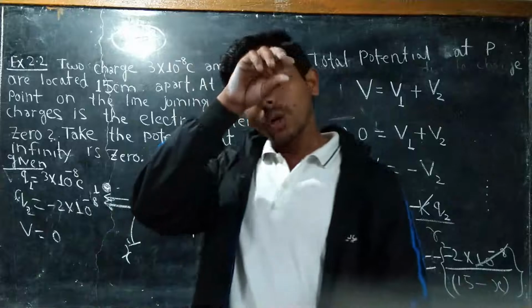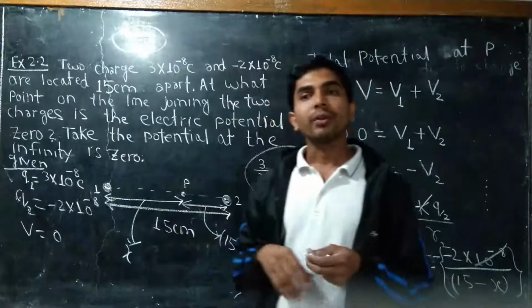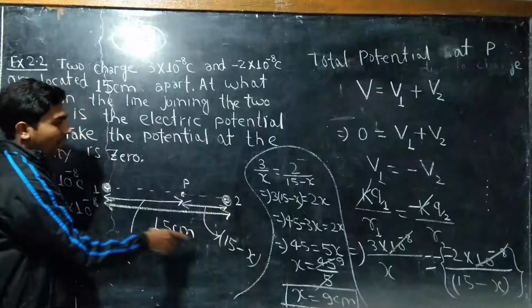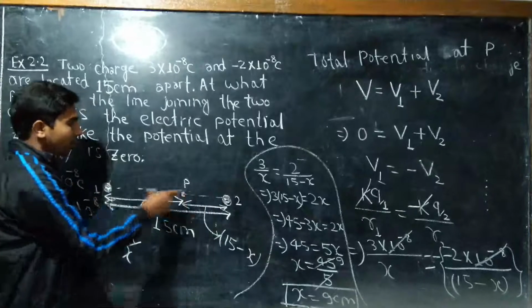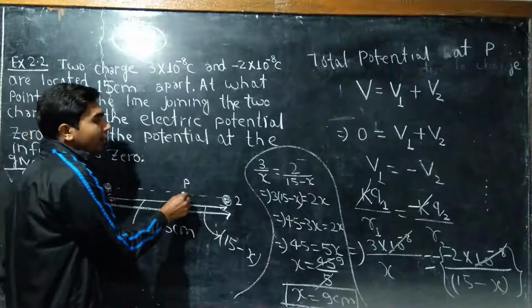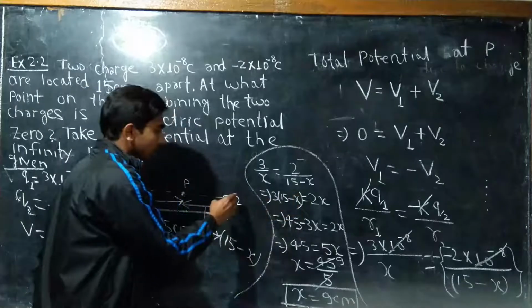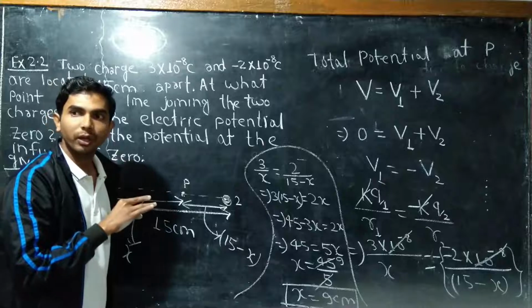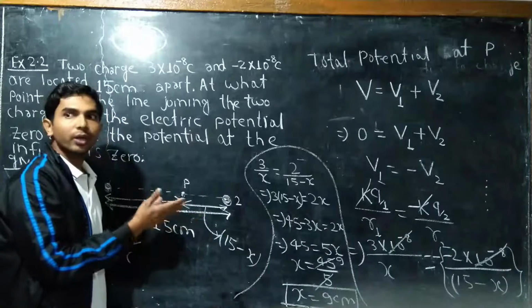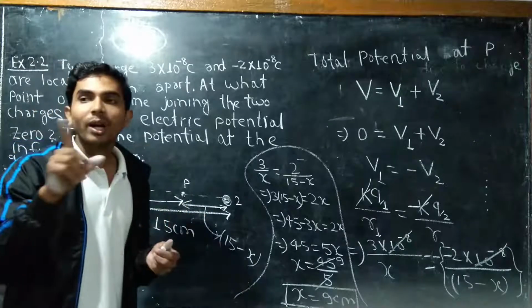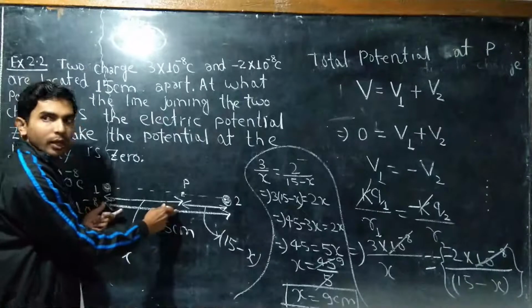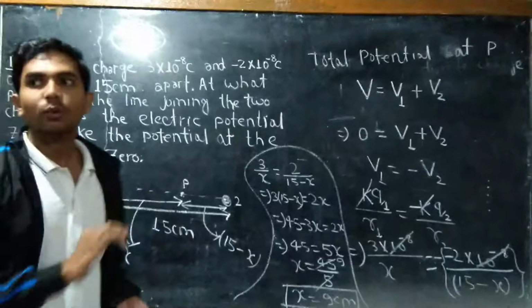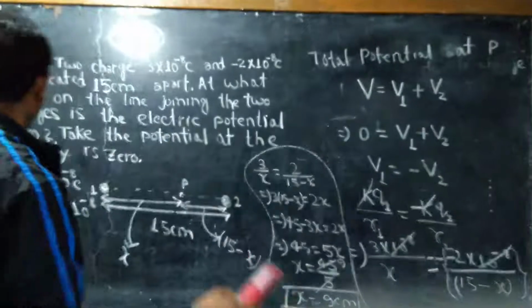Okay, but one more value of X is also possible, right? What is that? In this calculation, I have chosen point P in between these two charges, right? One point is also possible in this region, where electric potential is also 0. So now I am going to find that one. Two values of X are possible: one I calculated, and another value of X will come in this region.